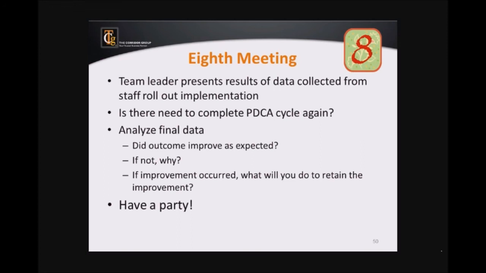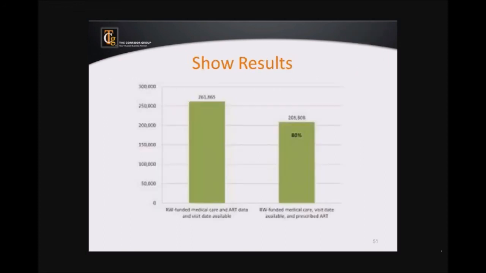Have a party. If not, you'll want to determine if the process was actually followed as designed or if the implementation just didn't change the outcome. And you'll need to make a decision about what else could be done, perhaps using the parking lot, and go back to that PDCA cycle. And now you really understand why it's a cycle. You don't go around just once.